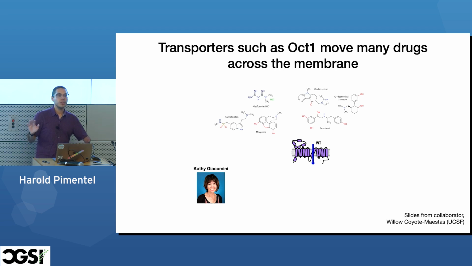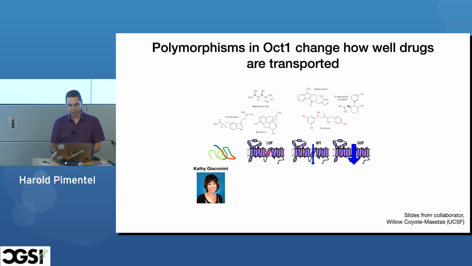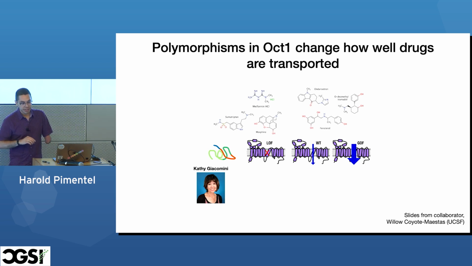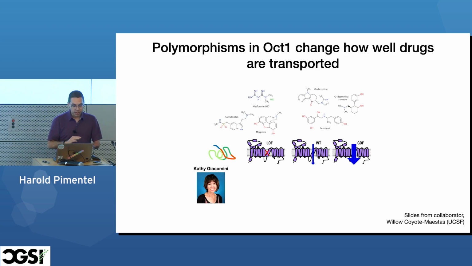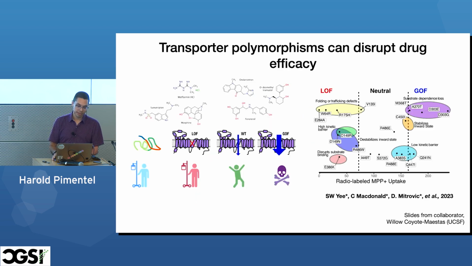And with the wild type, everything is fine, right? You're moving the drug across normally, we're happy, the drug is working as expected. But it's been observed that there's a fair amount of genetic variation in the population that unfortunately has a few loss-of-function or gain-of-function mutations where you don't actually transport the medication appropriately, right? And so Kathy's done a lot of really great work on OCT1 along with a number of her collaborators, showing this both pharmacologically as well as at a large population scale, right?